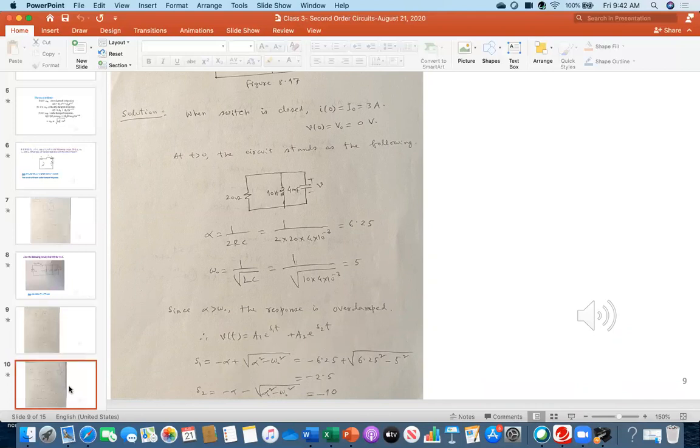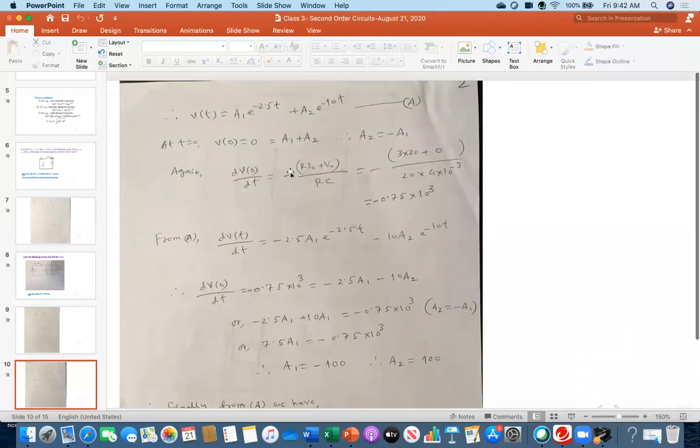And once you do that, the rest of the thing is just applying the initial conditions to get the two constants A1 and A2. So everybody just remember the steps, how to move forward. This is a little bit tricky part. If you make a mistake here in the calculation, then you will get a different result. But as long as you are following this process, I think you will be fine.